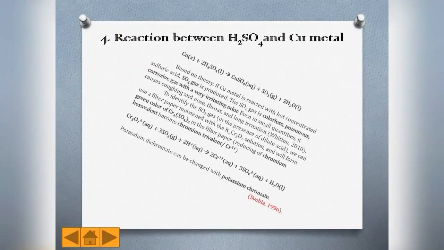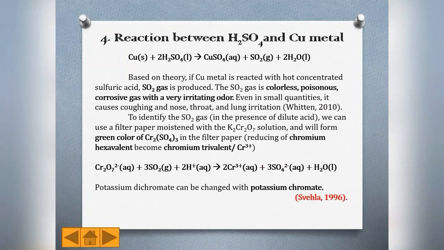The fourth content, reaction between hot concentrated sulfuric acid and copper metal. If the reaction takes place, it will produce copper(II) sulfate solution, sulfur dioxide gas, and water. The sulfur dioxide gas is a colorless, poisonous, and corrosive gas with a very irritating odor. Even in small quantities, it causes coughing and nose, throat, and lung irritation.